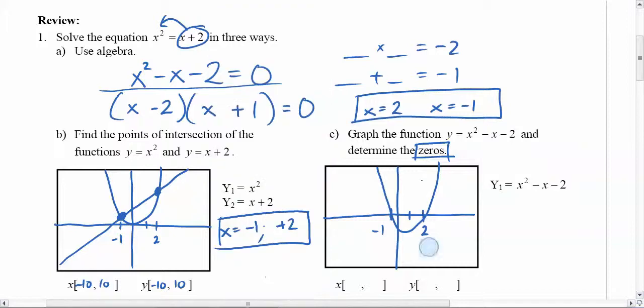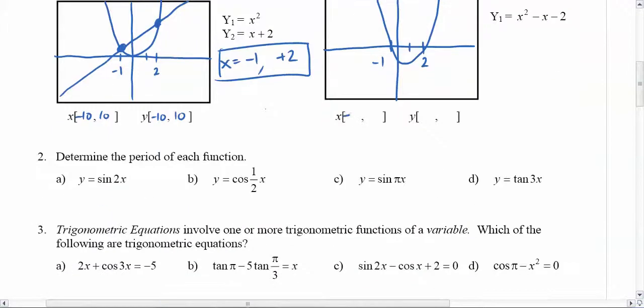Okay, so now we'll apply this to trig. But first, a little review of period. So if you have sine 2x, what's the period? It's compressed 2 times. So instead of having a period of 2 pi, if we compress it 2 times smaller, then the period becomes half as big.